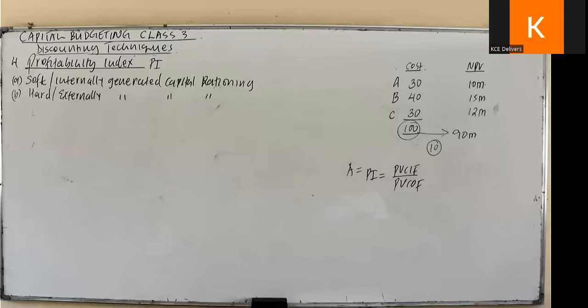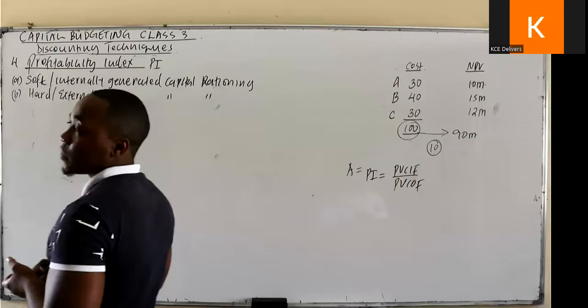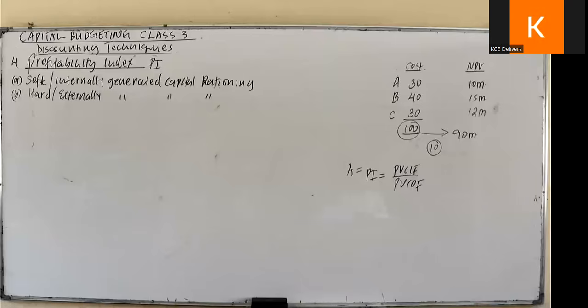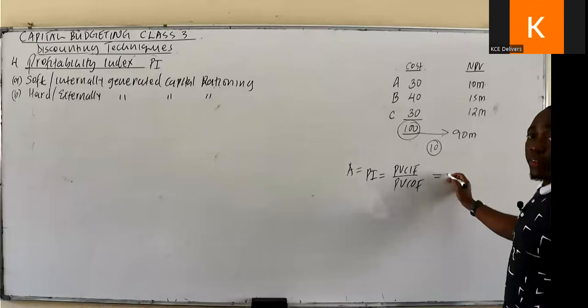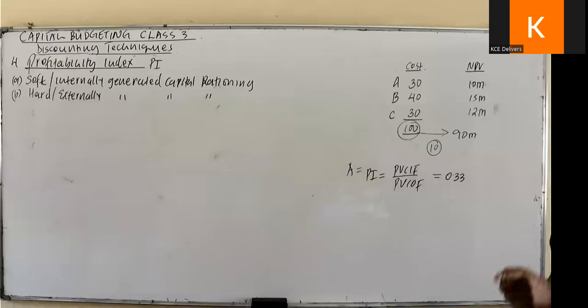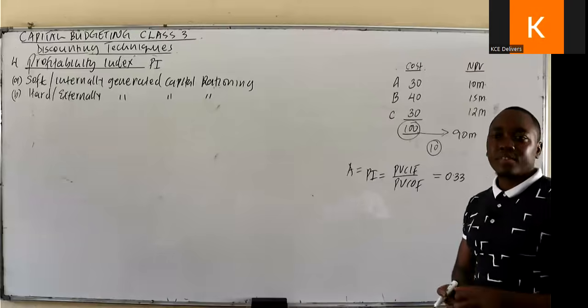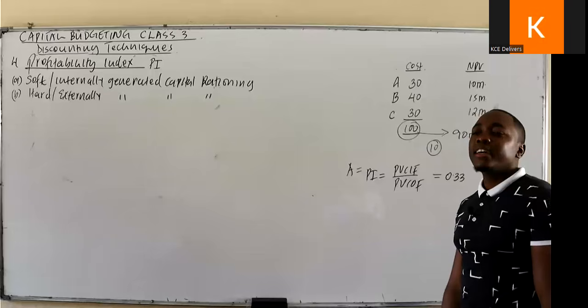It should be just engage your calculator. Don't write anything. You're getting 0.33. Let's go to the decision criteria. Should you take project A? Accept or reject? Reject. That's very wrong.